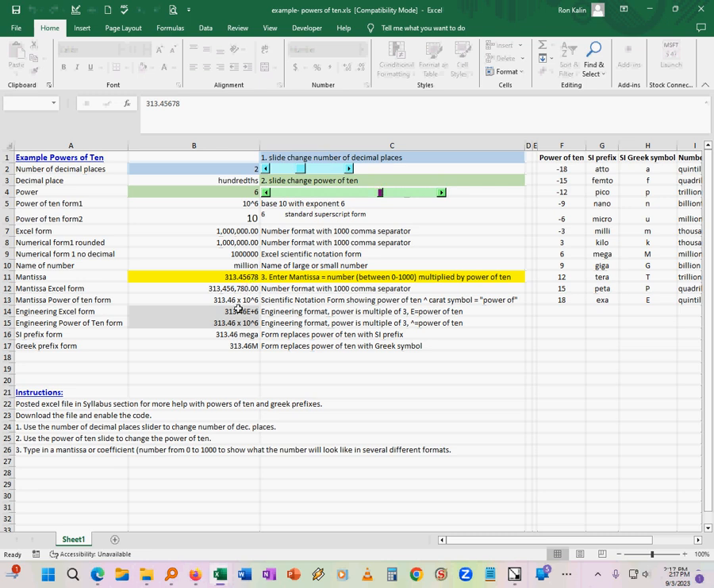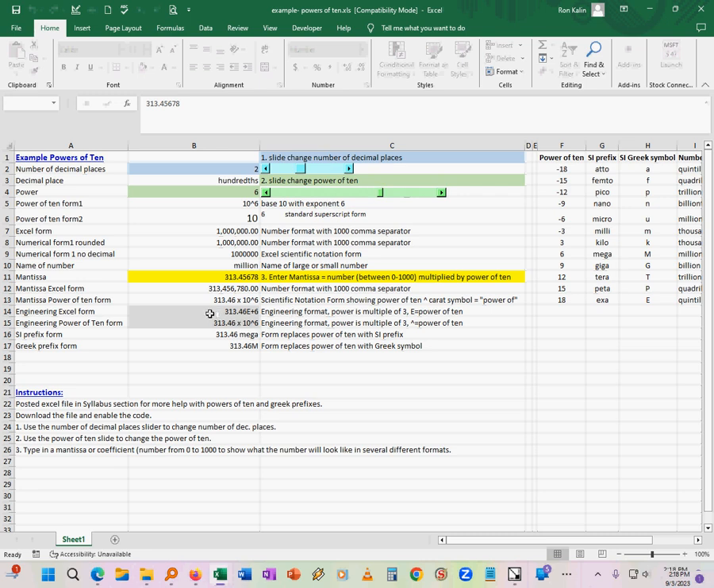And then the next line is showing scientific notation, which means with a caret symbol, again, that symbolizes a power. So it's 10 to the 6th power. That's 313.46 times 10 to the 6th power is what that means.